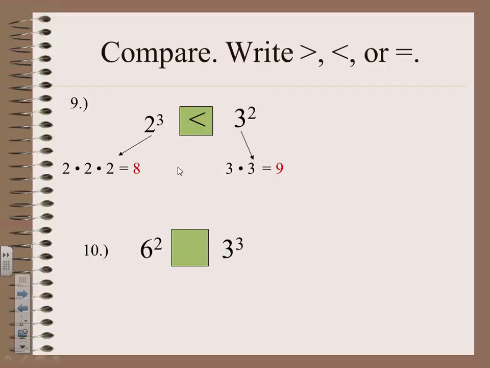Okay, and then try number 10. Feel free to stop the video and do that one, please. 6 to the power of 2, 6 times 6 is 36. 3 cubed, or 3 to the power of 3 is 27. 36 is greater than 27.